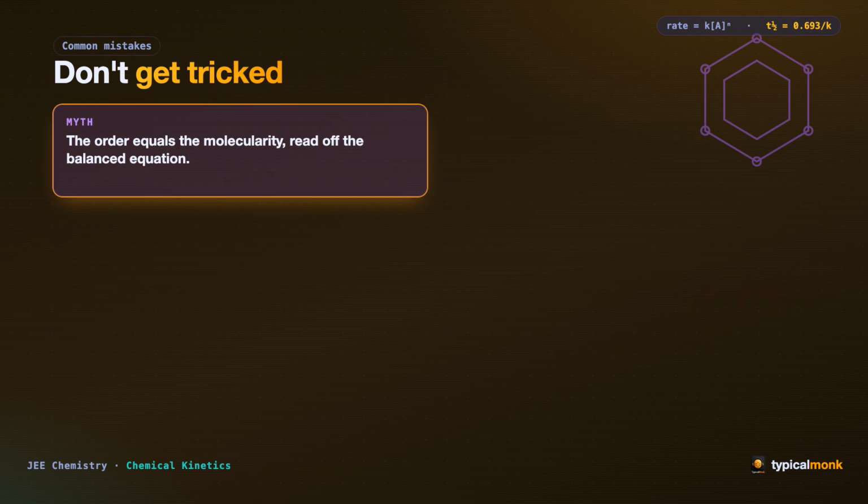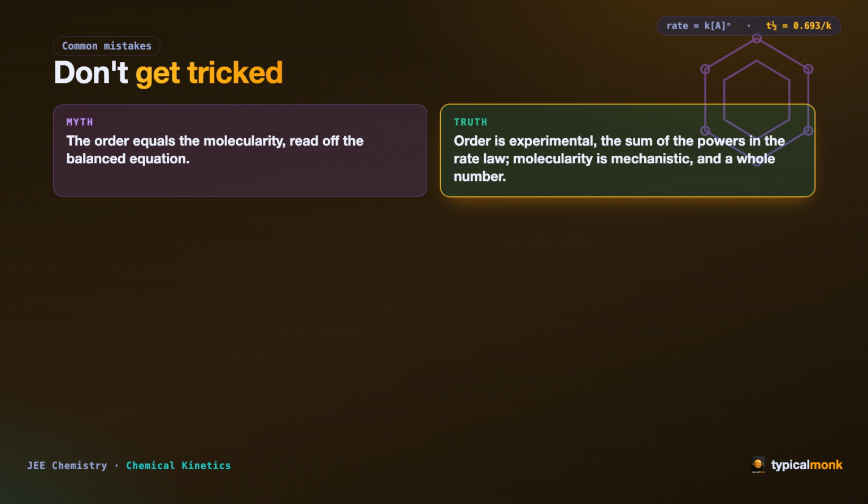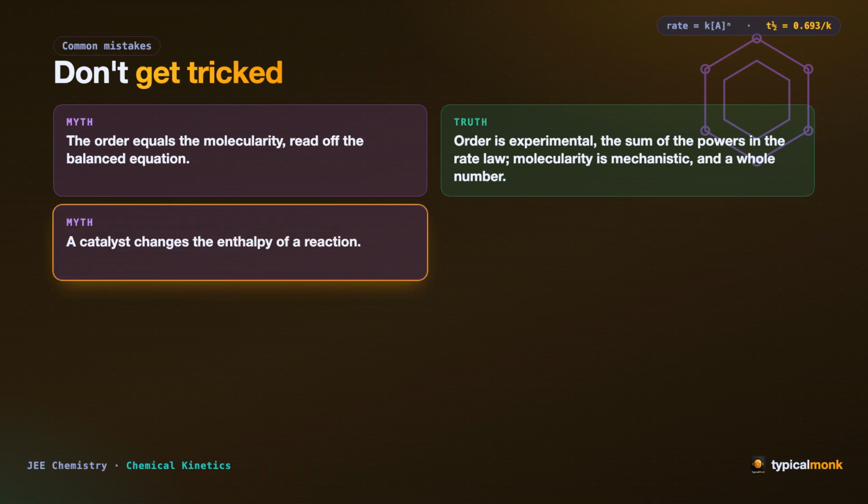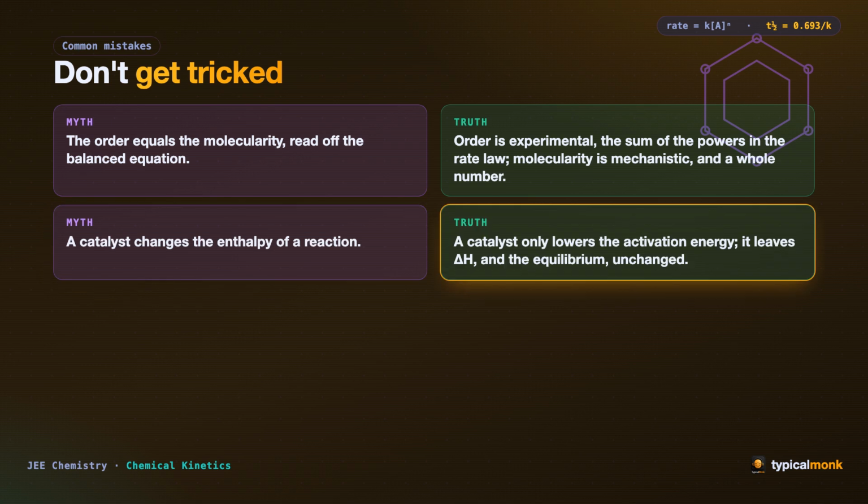Now the 2 mistakes that quietly cost marks. The myth: the order equals the molecularity, read off the balanced equation. The truth: the order is experimental, the sum of the powers in the rate law. The molecularity is mechanistic and always a whole number. The second myth: a catalyst changes the enthalpy of a reaction. The truth: a catalyst only lowers the activation energy. It leaves delta H and the equilibrium completely unchanged.